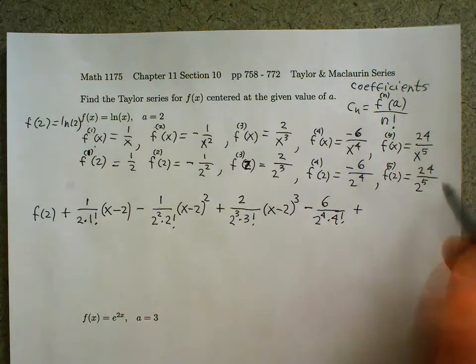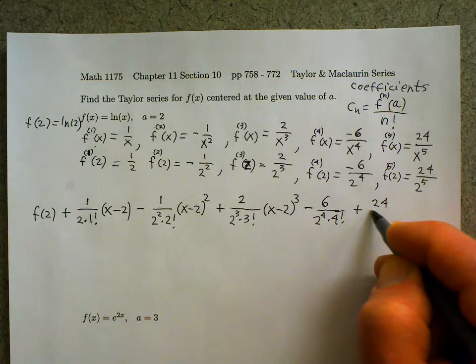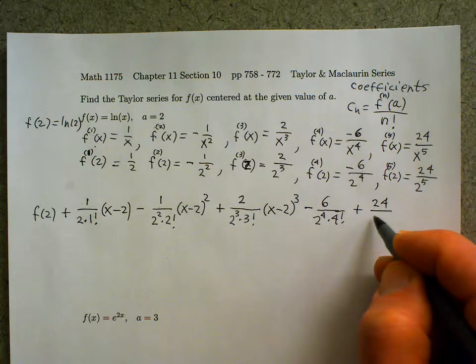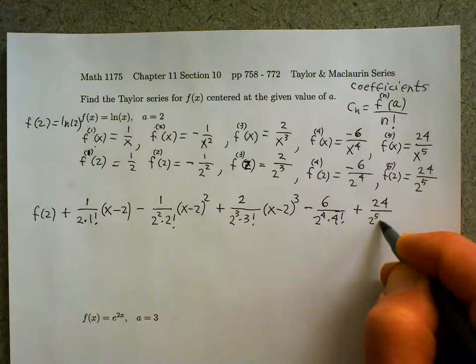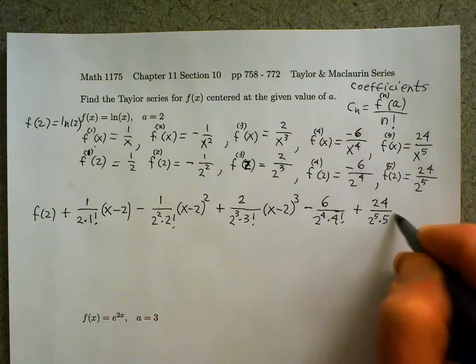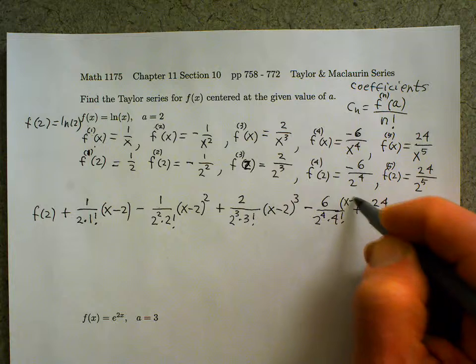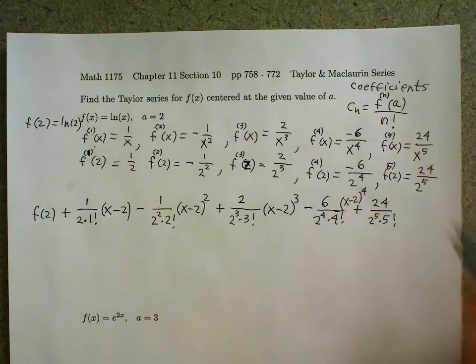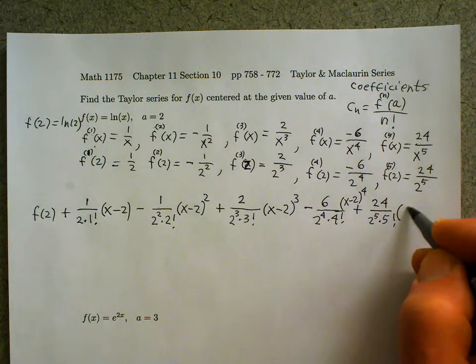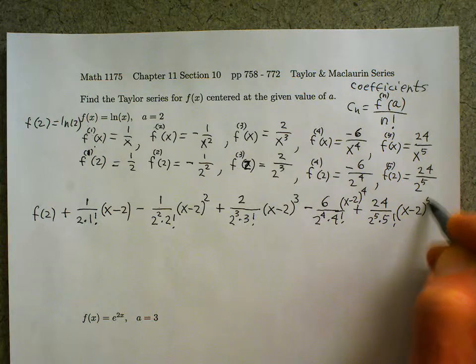And then the next one, 24 over 2 to the fifth, and then times 5 factorial. I am sorry, I missed the x minus 2 to the fourth. And then this one is x minus 2 to the fifth, and so on.